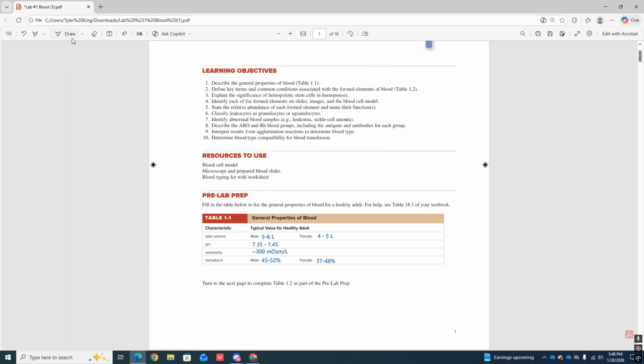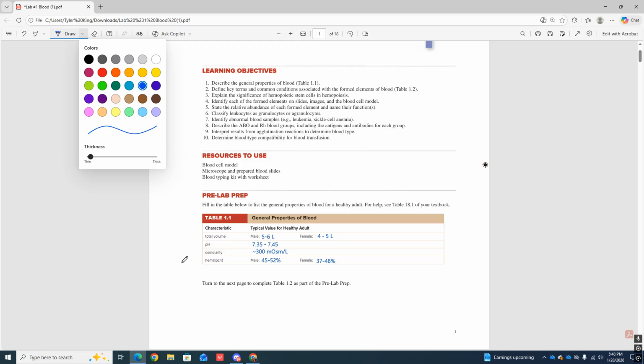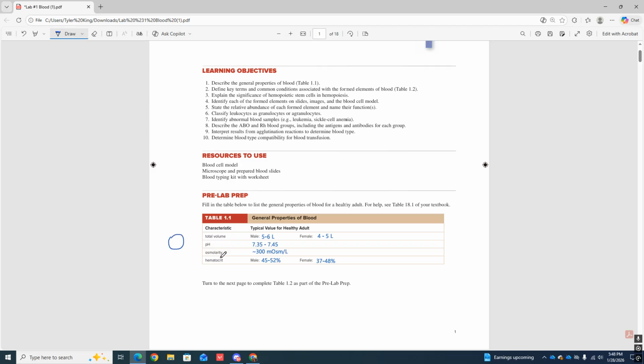Describe the general properties of blood. Very straightforward, okay? Let me get my little marker to draw here. If you can rattle off these characteristics and what the typical values would be for a healthy adult, you're going to be just fine with whatever question we throw at you about this. So when it comes to blood, males and females have a total volume.